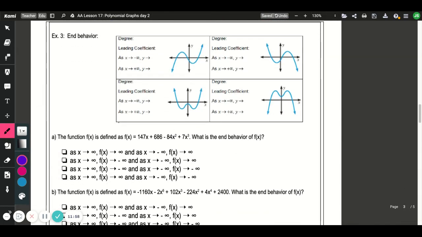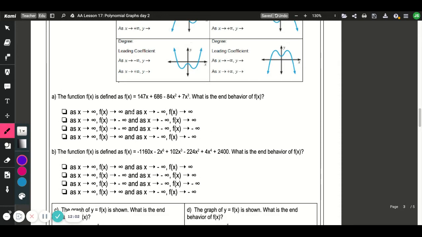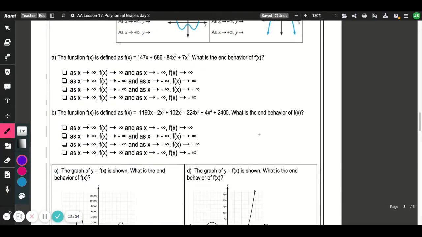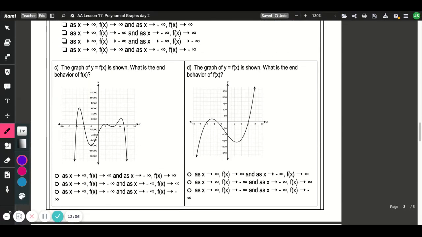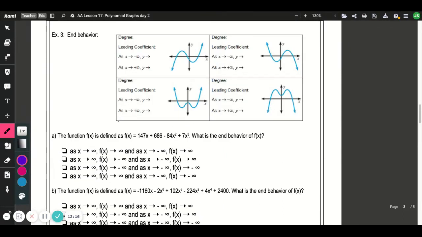And our last little bit is end behavior. So we need to look at end behavior when we are given equations, and we also need to talk about end behavior when we are given graphs. And the toughest part of end behavior, frankly, is understanding the notation. Lucky for you, these are all multiple choice, so that makes your life much easier.